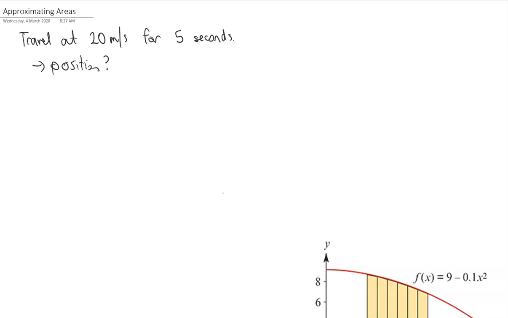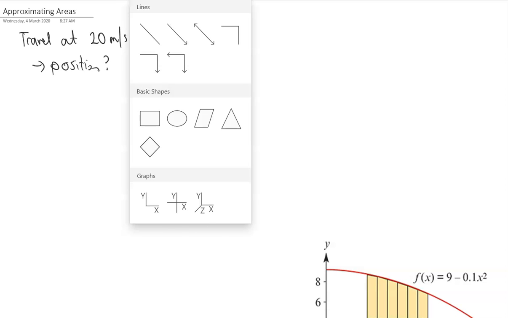So how far have I moved away from my starting point is my first question. The 20 metres per second for 5 seconds, how far have I moved? 100 metres? Pretty easy? Yep. Okay, so what if I was to graph that?